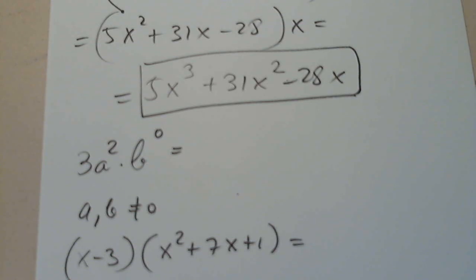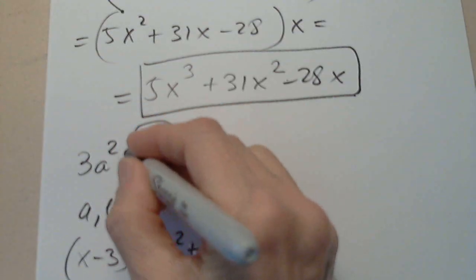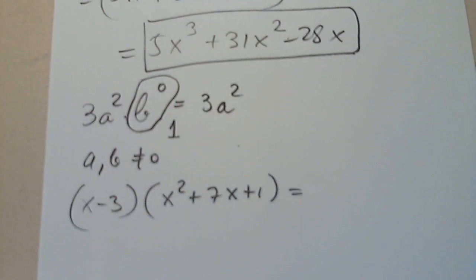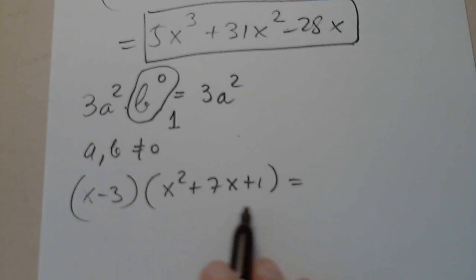How much is b raised to 0? Any number raised to 0? 1. Yes. So this is 1. So the simplified form is simply 3a squared. Perfect. Now let's work on this.